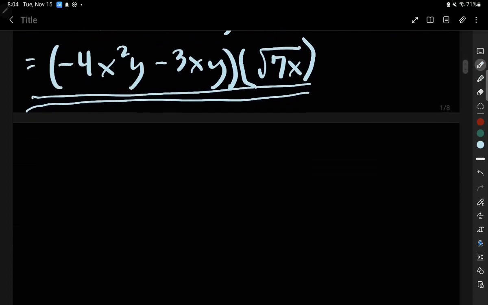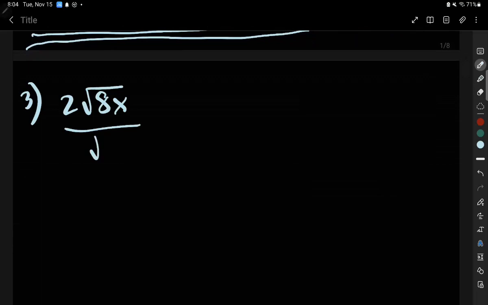Next is another example, this 2 square root of 8x over square root of 6. So what we're after here is to rationalize. If you say rationalize, we want the denominator to have no radical sign. So it doesn't matter for the numerator as long as the denominator won't have a radical sign, meaning square root, cube root, and so on. So in this case, it's a square root.